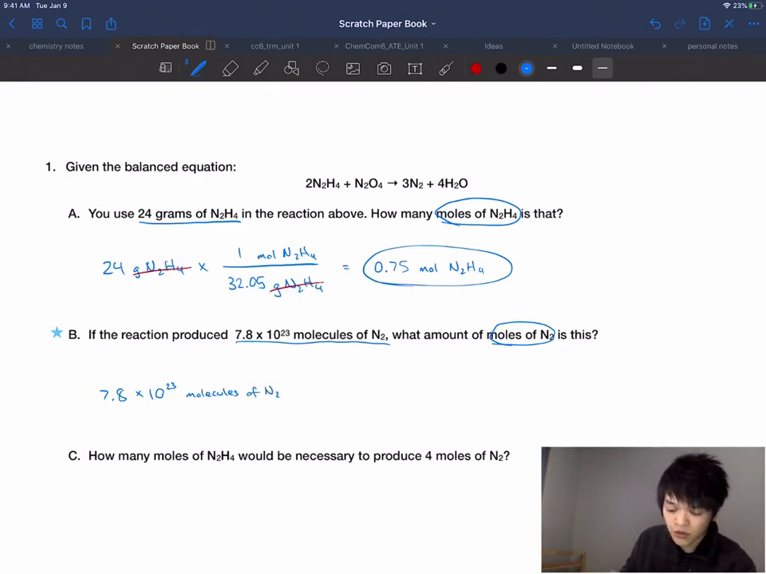We're trying to convert to moles of the same substance, so times, draw a line, we're doing a conversion. The unit that we write on the bottom is the unit that we started with, molecules of N2. The unit that we're trying to convert to is the unit that we circled, moles of N2.